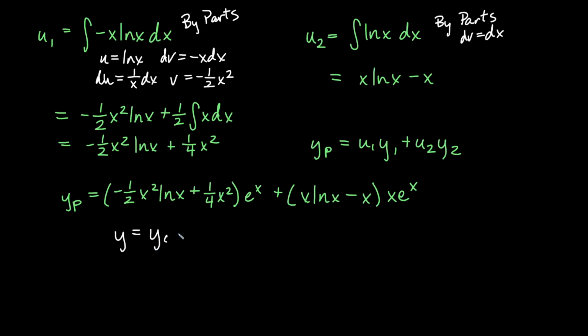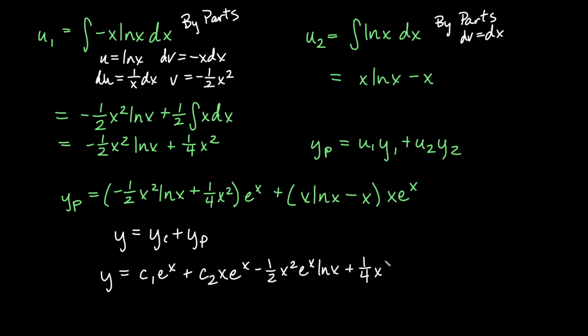We can go ahead and start writing our general solution now. So we'll have y is equal to yc plus yp, complementary plus particular functions. So remember, we started with c1 e to the x plus c2 x e to the x. And we'll have plus this yp. I'm going to go ahead and distribute my e to the x's so we can see everything that we have. So we have minus 1/2 x squared e to the x ln x plus 1/4 x squared e to the x. Here we have plus, if I distribute my x e to the x in there, we'll get x squared e to the x ln x minus x squared e to the x.